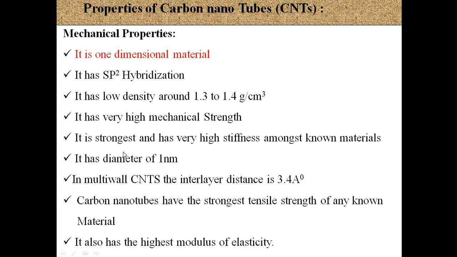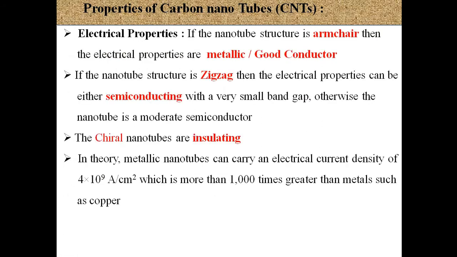The carbon nanotube has the strongest tensile strength of any known material. See my dear friend, this is the strongest material among any known material. It has the highest stiffness among the known materials. My dear friend, it also has the highest modulus of elasticity. So Young's modulus is very high. So these are the important mechanical properties of carbon nanotube.